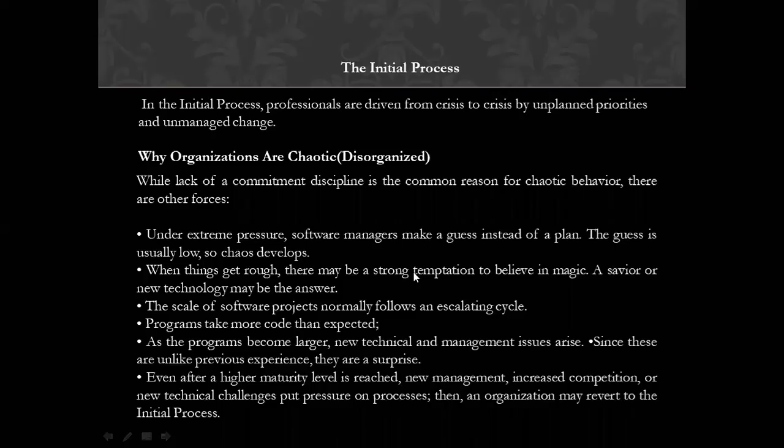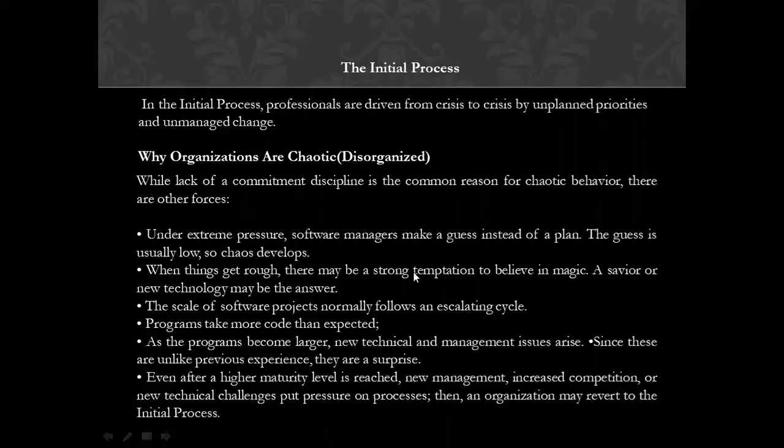They don't know anything: what to do, where to go, how to approach the clients, how to get the projects, how to set up the teams, and how to provide them resources. That means the organizations at level 1 we are talking about are very poorly managed. That is the initial process.